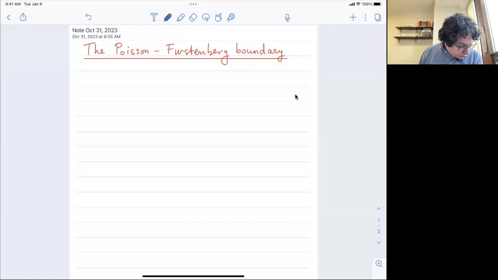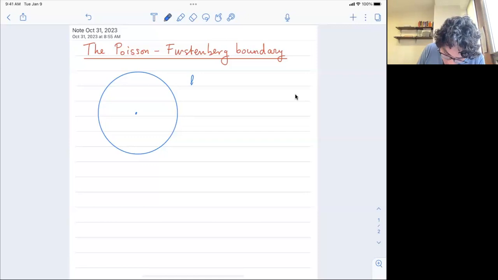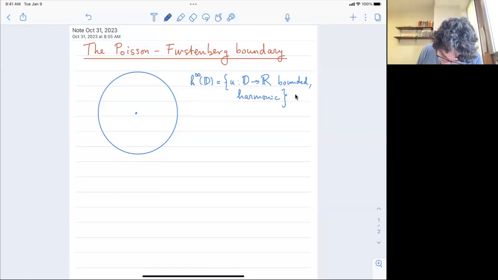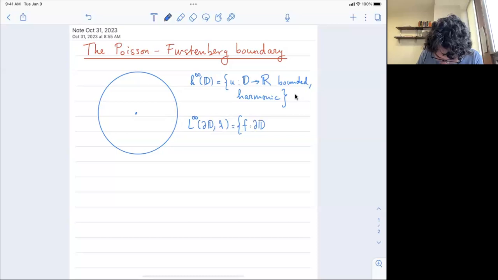So let's briefly recall what was the classical setting. In the classical setting, we have the following formula for a disk. In the disk, we had H infinity of the disk, which were bounded harmonic functions, harmonic in the classical sense, so the Laplacian vanishes. And then we have this other space, L infinity of the boundary with respect to the logarithmic measure, which are just bounded functions, let's say essentially bounded.